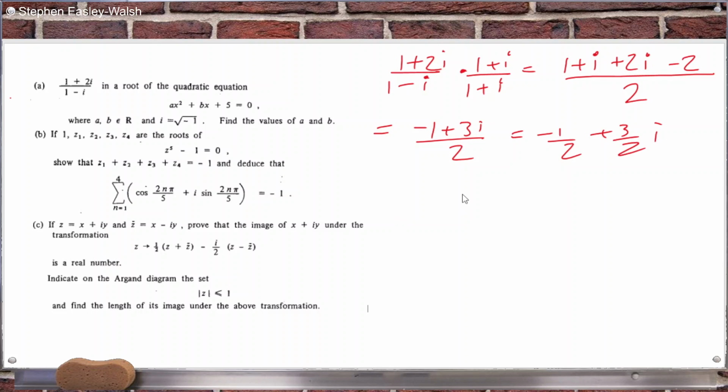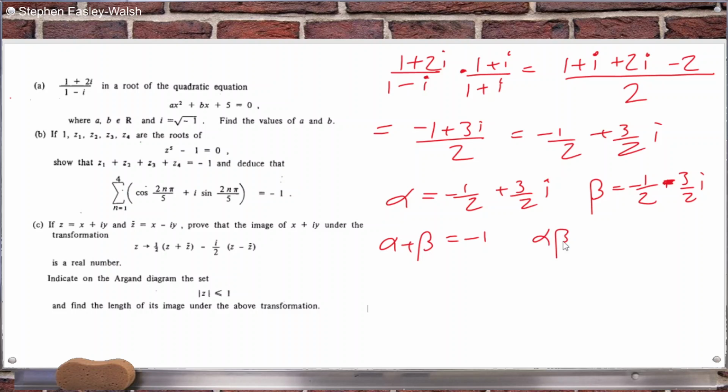Now, because the coefficients are real, the roots occur in conjugate pairs. So that's the first root, and that's the second root, minus a half minus 3 over 2 i. The sum of the roots is minus 1, and if you multiply them, it's a quarter plus 9 quarters, which is 10 quarters, or 5 over 2.